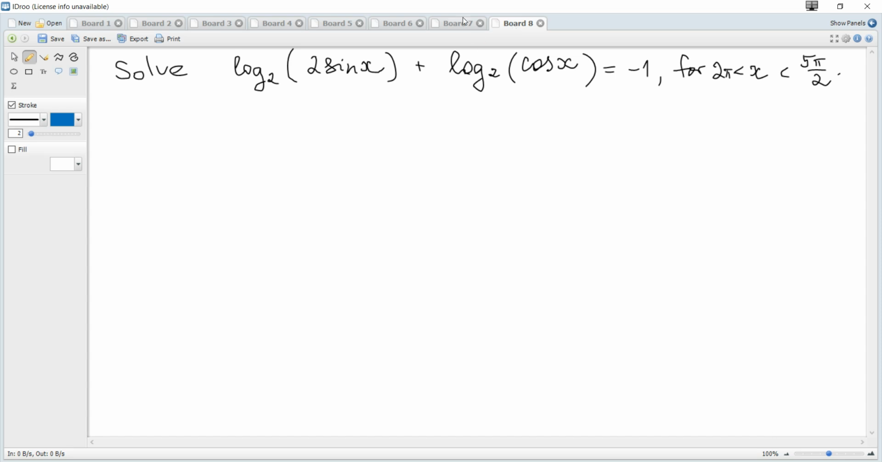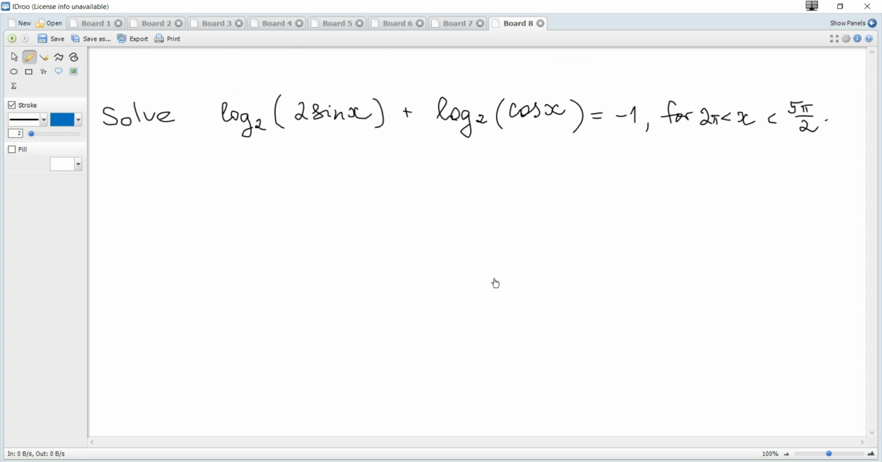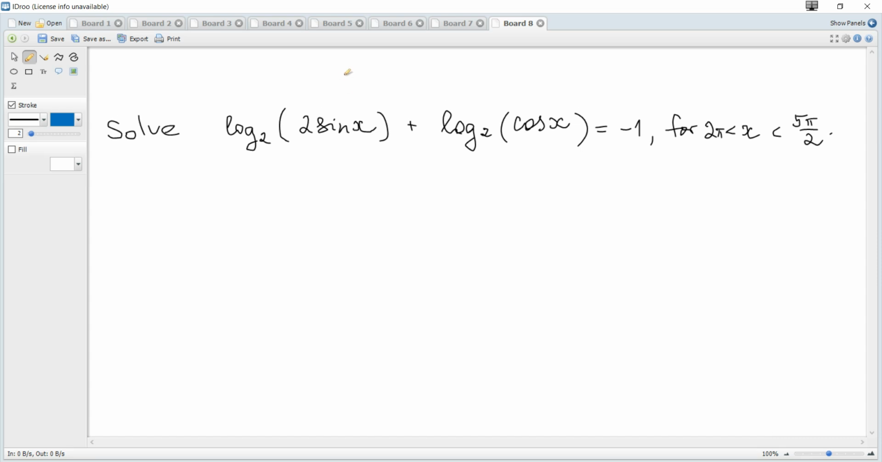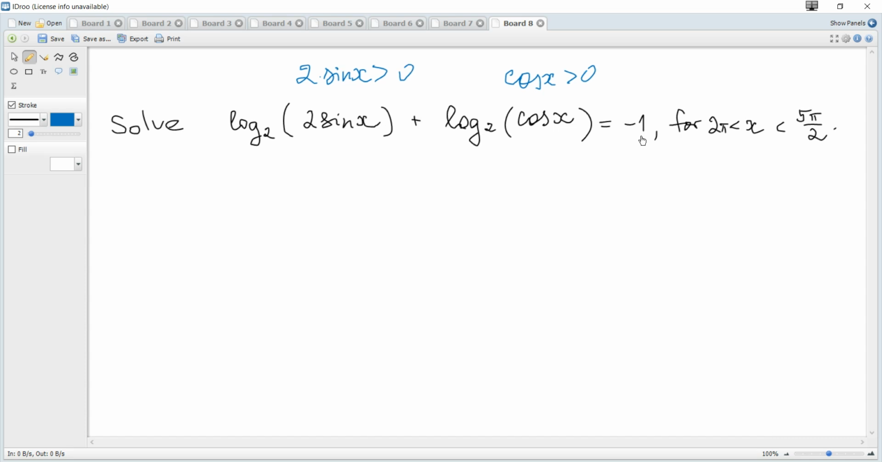So log to the base 2 of 2 sine of x plus log to the base 2 of cosine of x is negative 2 for x greater than 2 pi and less than 2.5 pi. First of all, we should remember that log has a domain, and this value must be greater than 0, and also this value must be greater than 0. We should take it into account when we find solutions.